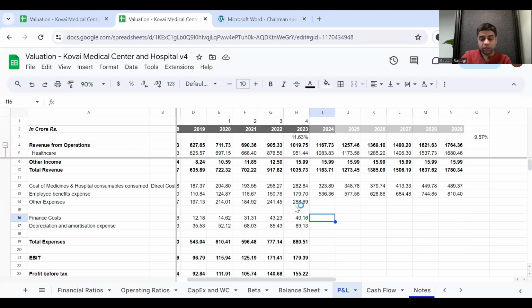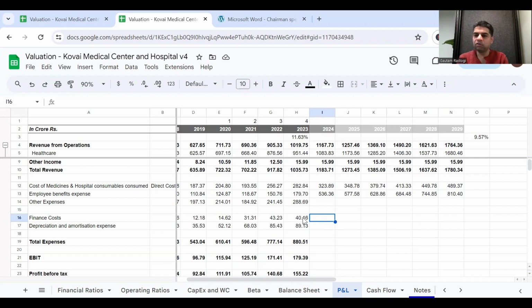Now, finance cost. Finance cost basically is interest cost, not the interest income, but the interest that they need to pay. They obviously need to pay interest on the debt that they have taken on their books. And if you've seen the financial statement analysis video, you would see that they have been paring their debt over time.